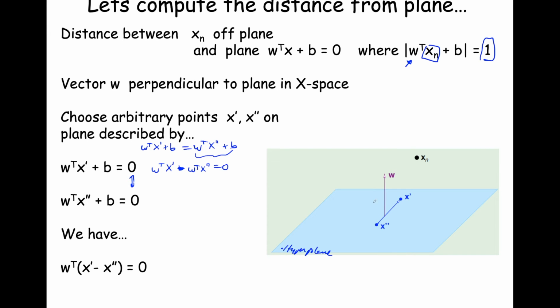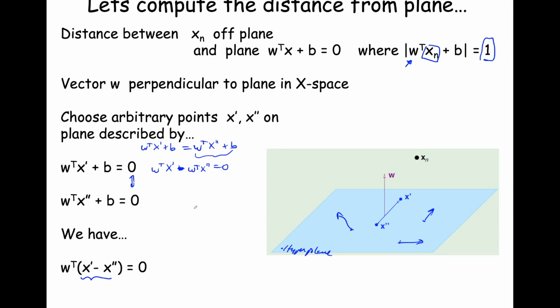And because we didn't set any restriction on x prime and x double prime, this difference, x prime minus x double prime, refers to any vector, any line that you can draw on the plane. So it could be this line, it could be this line, it could be that line. Doesn't matter. There's no restriction. x prime and x double prime are free variables.